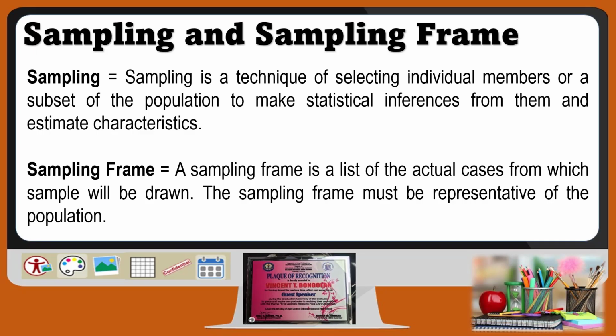Next one is sampling. Sampling is a technique of selecting individual members or a subset of the population to make statistical inferences from them and estimate the characteristics. A sampling is a technique, a procedure. For example, I will ask you to do research on the graduates of PUP taking up statistics. What you are going to do is a sampling.